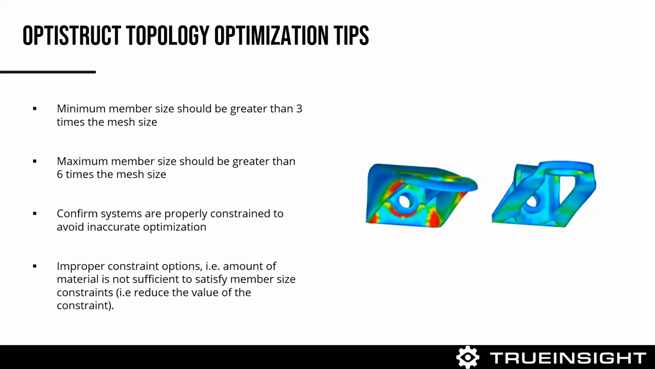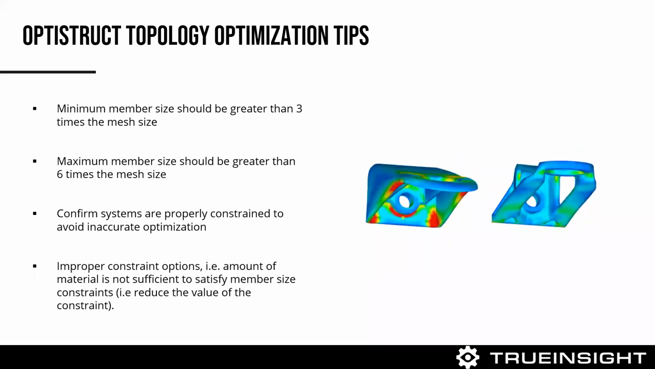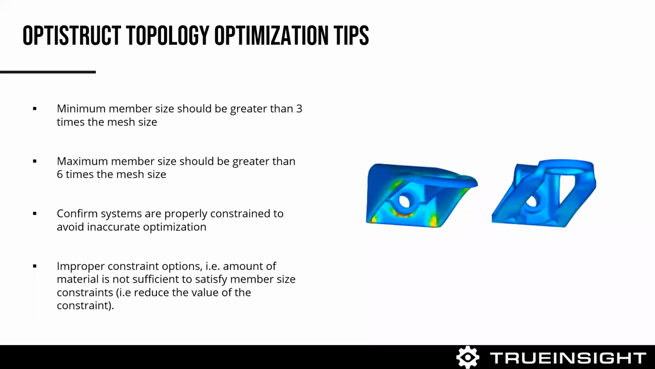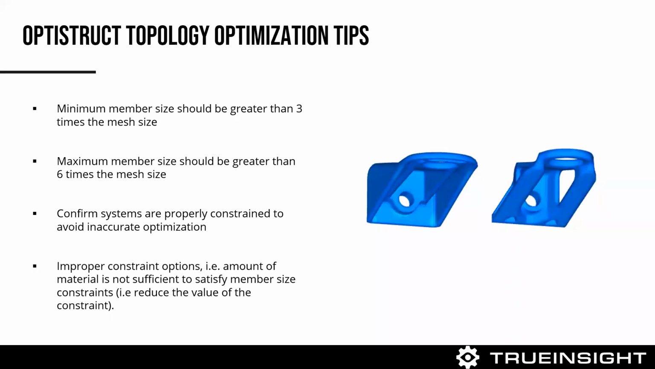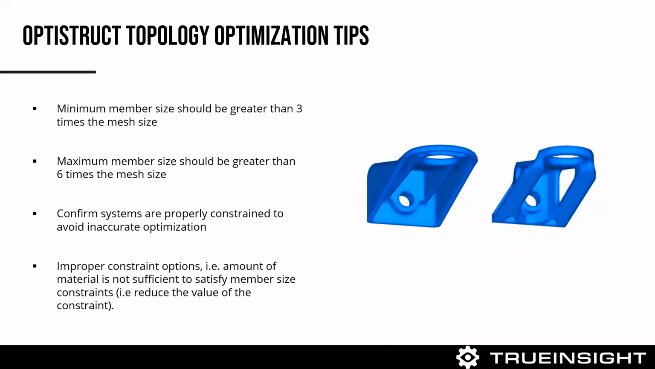Same thing with maximum member size. It's about 6 times. And these are just general rules of thumb. I'm not saying this is what you should always use, but this is where you should start. So again, 6 times the mesh size. A key thing I see in a lot of support tickets, or when I've been training customers, is their mesh density is not great. It's very important to have a good mesh density when you're running topology optimization.